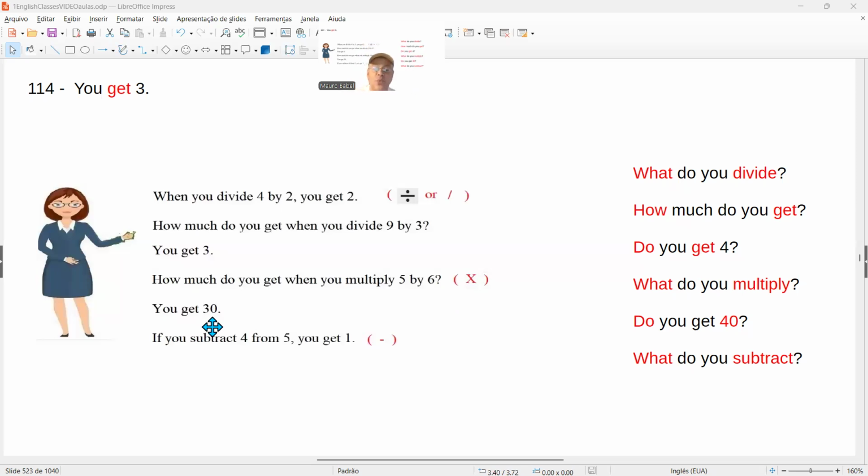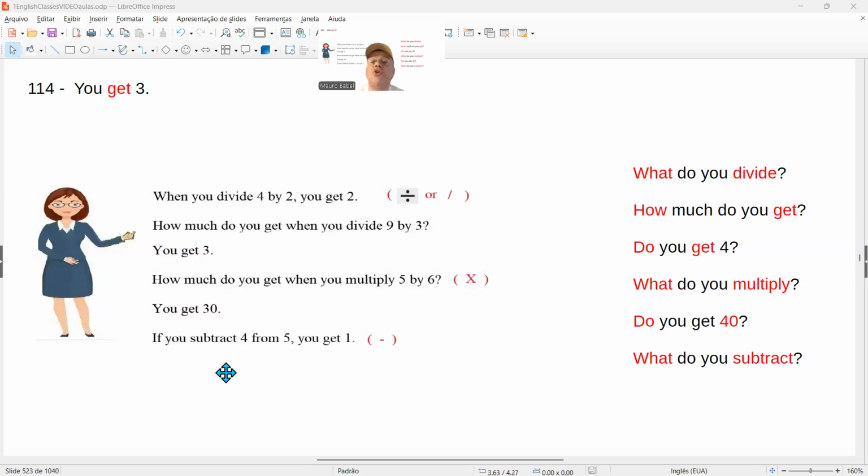How much do we get when we divide 10 by 2? We get 5. That's it. How much do we get when we multiply 2 by 3? We get 6. Very good.